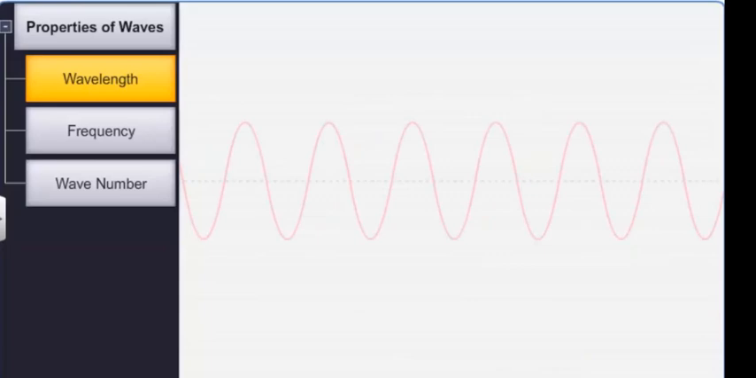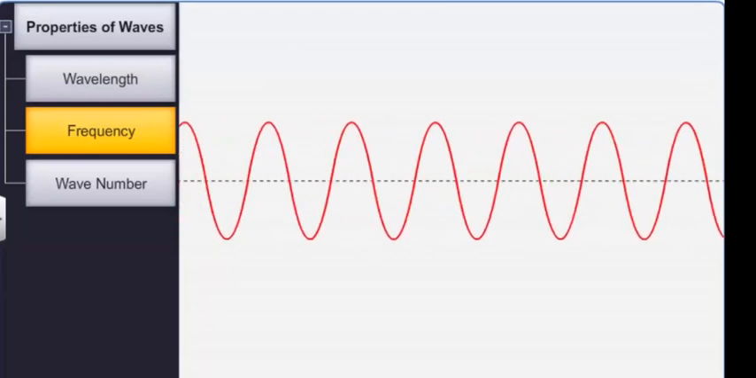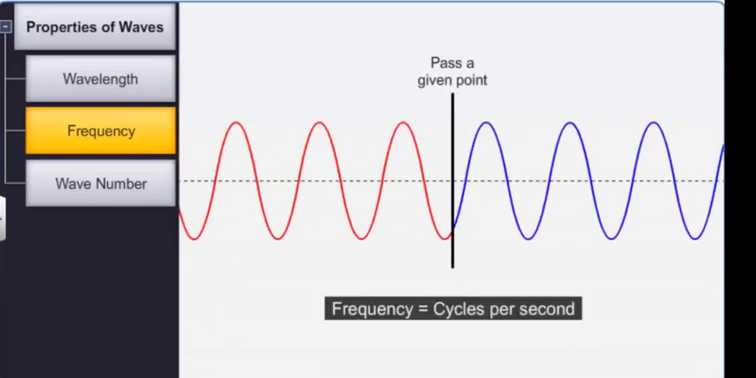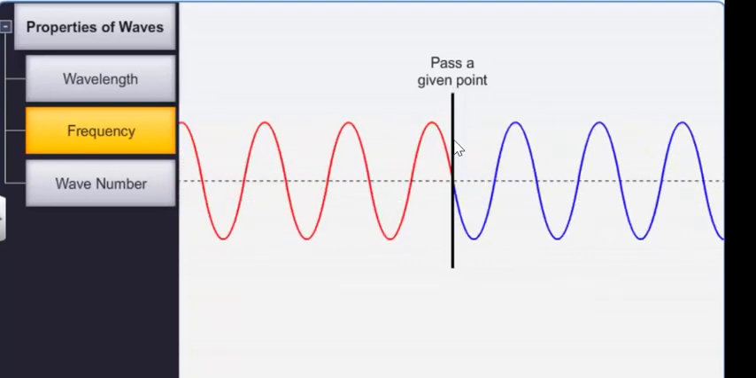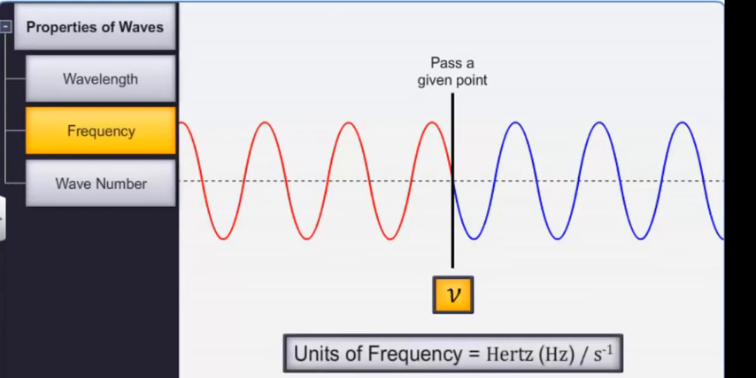Then next property is frequency. What is the frequency? Here see one point is there. From this point within 1 second how many waves are moving, that is the frequency. It is shown by nu. The unit is hertz.